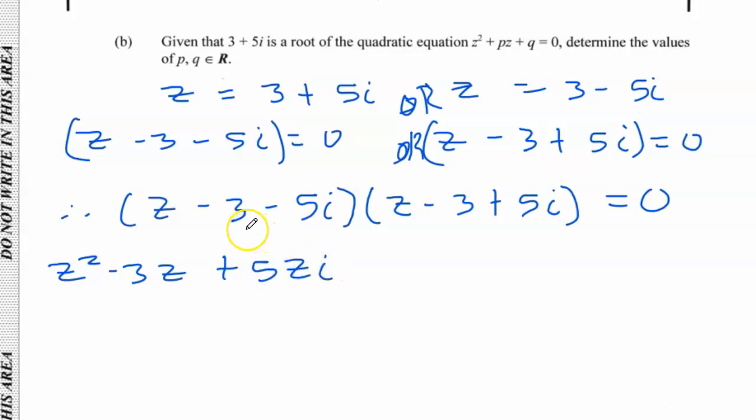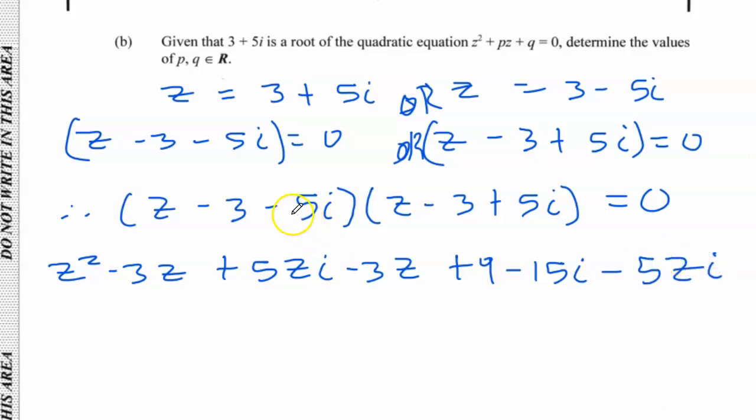Take the minus 3, expand to each term in the bracket. So we end up with minus 3z plus 9 minus 15i. And we'll do the same thing with the minus 5i. So minus 5i times z, that's minus 5zi, minus 5i times minus 3, that's 15i, and minus 5i times positive 5i, that's minus 25i squared. Equate that to 0.